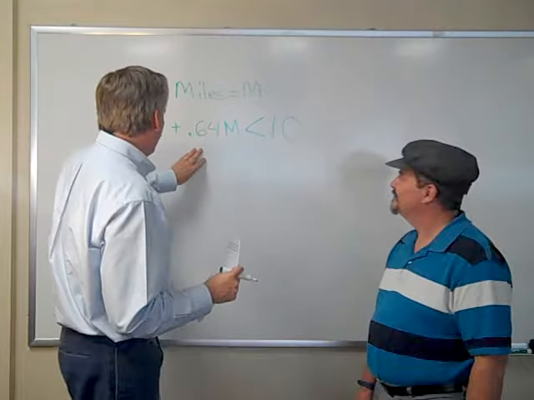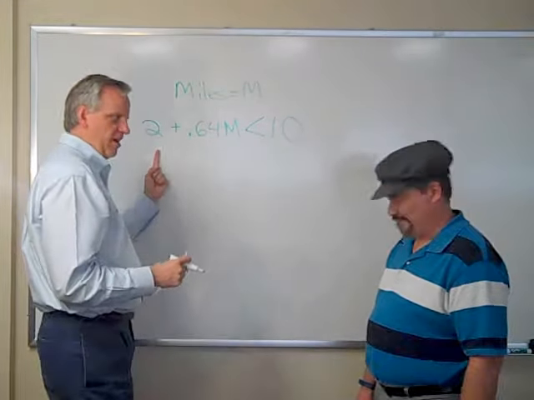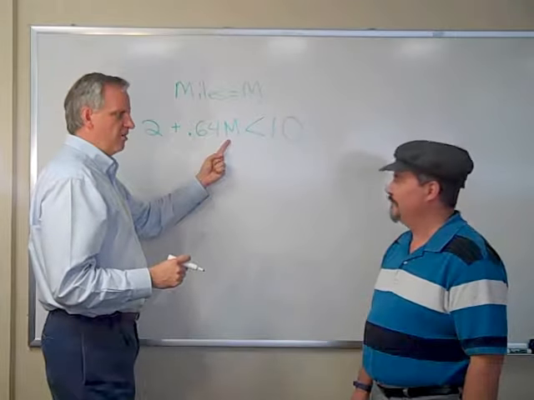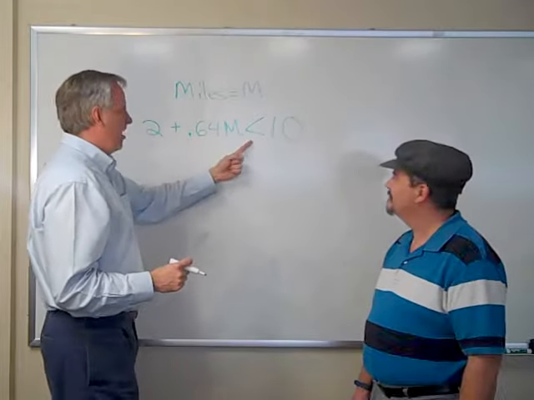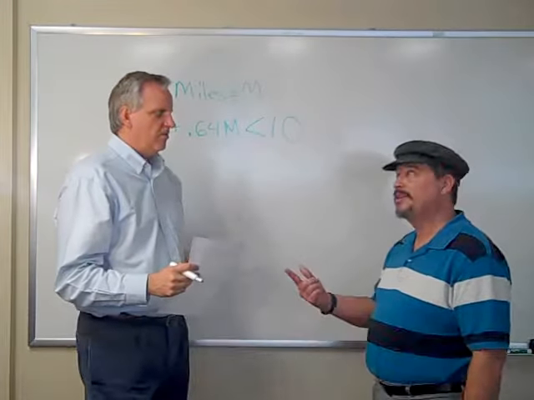Okay, so I think I've got it set up correctly. I don't have it solved yet, but you're saying $2 to get in the cab. That's right, 64 cents a mile. And I have to add those together and make it so it's less than $10. You've got to give me my tip. Because you need your tip.